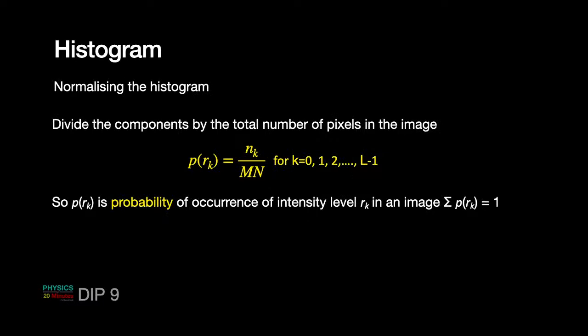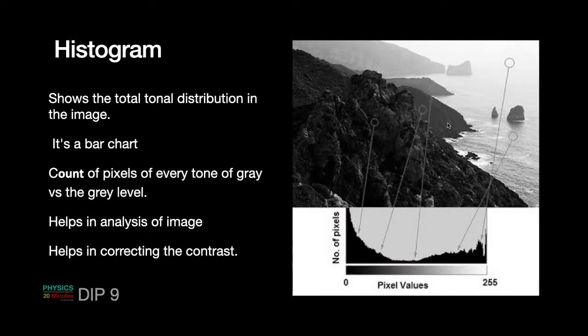But before we check more images, there's something called normalizing the histogram. If you look at the previous image, here I'm just plotting the number of pixels. When you plot the number of pixels, it becomes a little challenging for universal software to handle. Why does it become challenging? Because the total number of pixels varies from system to system.